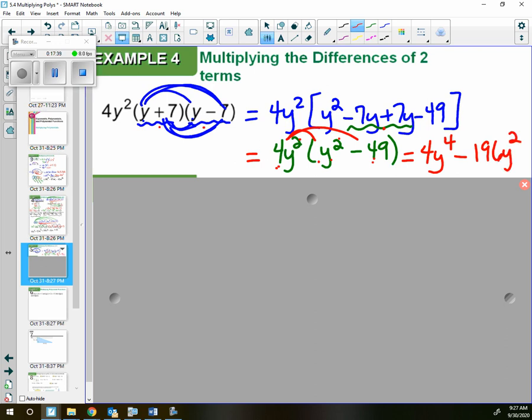An easy way to do 4 times 49 in your head, do 4 times 50, which is 200, and then just take off the 1 for each of the 49s, and then you get to 196 if you're doing it in your head. All right, hopefully you have a calculator though too.